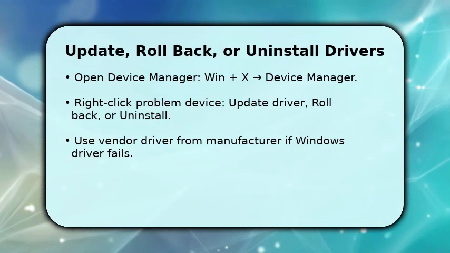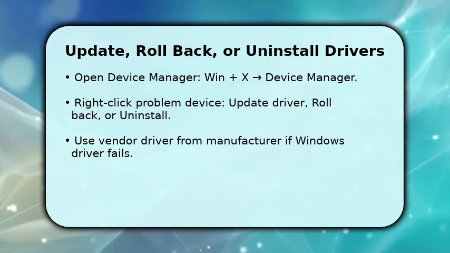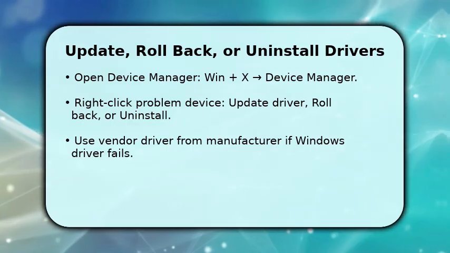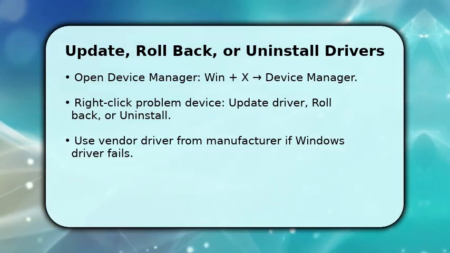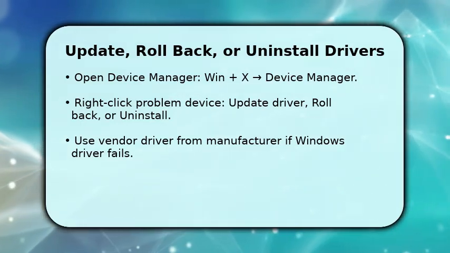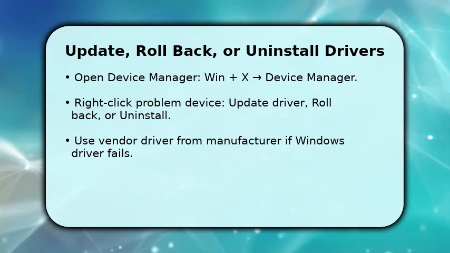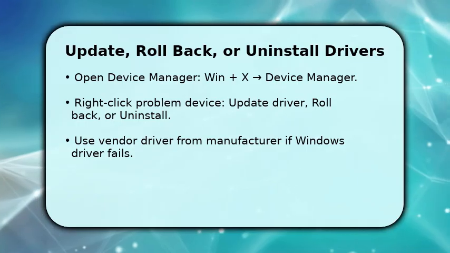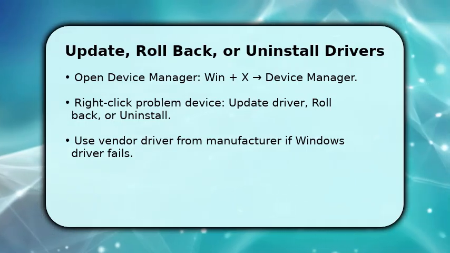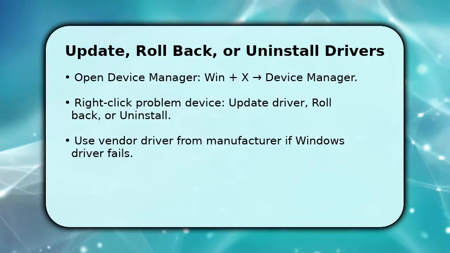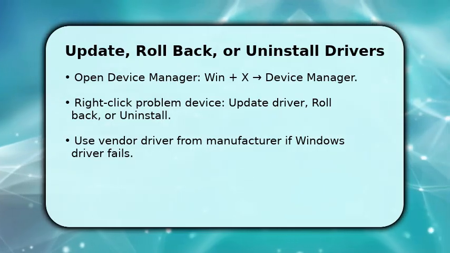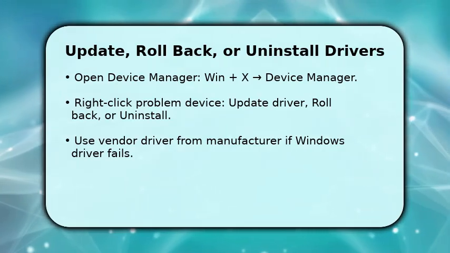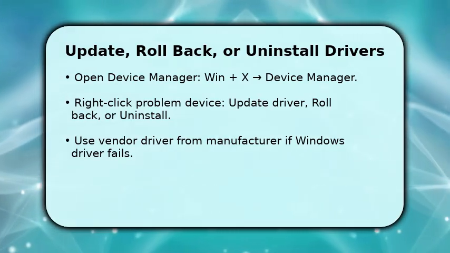Once in safe mode, open Device Manager with Windows key plus X and pick Device Manager. Locate the device flagged with an error, often network or display adapters, and right-click. Try Update Driver first. Select Search Automatically or Browse My Computer if you downloaded a vendor driver. If the recent update caused the failure, choose Properties, Driver, Rollback Driver. If that's unavailable, uninstall device and reboot so Windows reinstalls a stable driver.